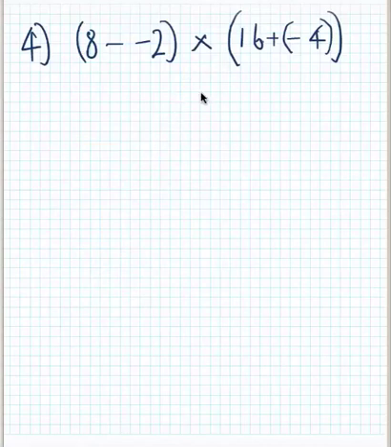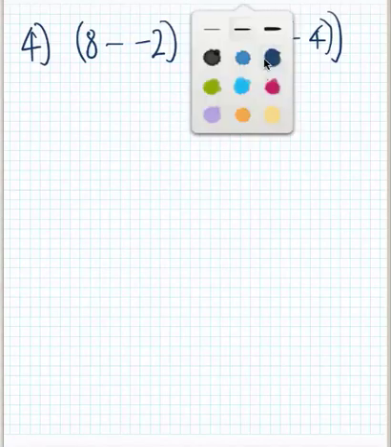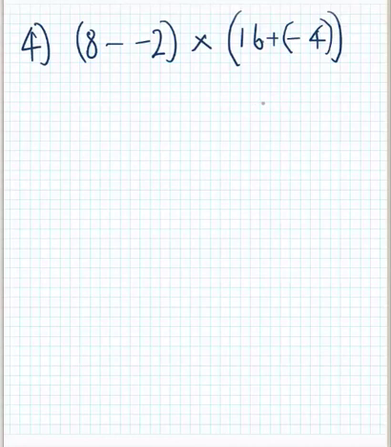Okay, so please write this next question down and have a go first. And I'll start it now. With this one here, we notice we've got lots of brackets, and there's a multiplication in between them. So first, let's look inside this bracket here. We've got 8 take away, and this is actually a negative 2. Because we see two negatives sitting together, they will make a positive. So we really have 8 plus 2.